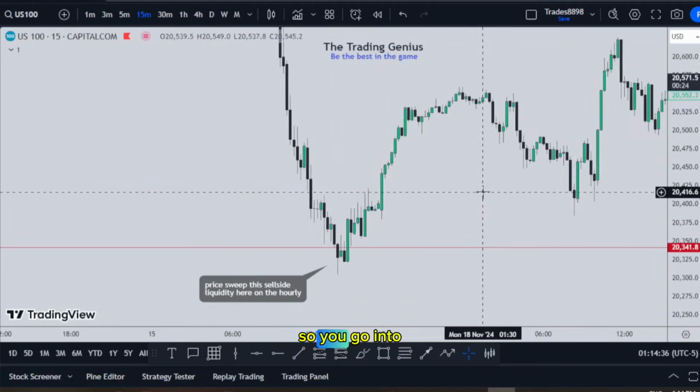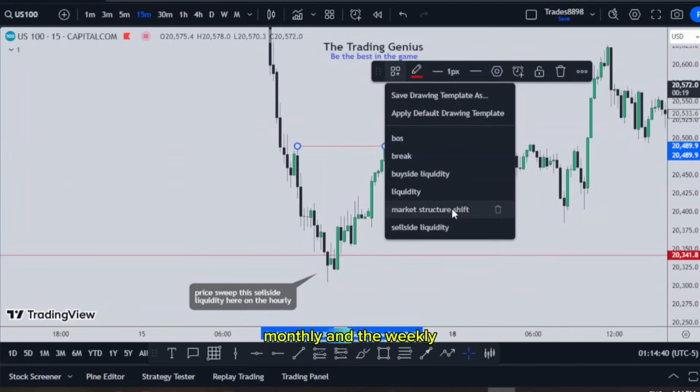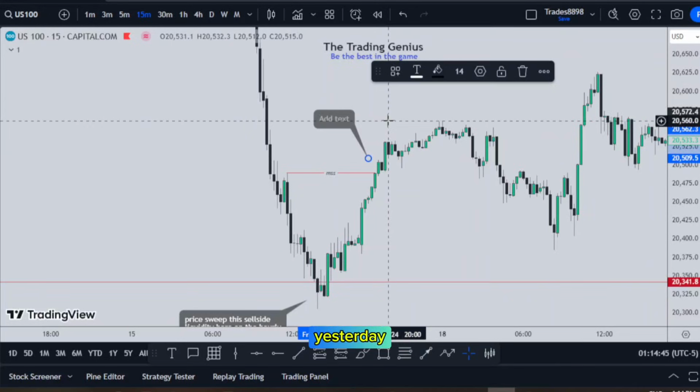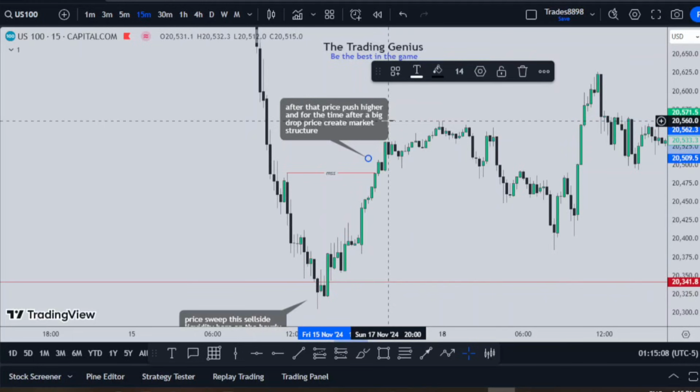So you go into an understanding of the daily candlestick forming by understanding what the monthly and the weekly and the daily charts are indicating. If you had a down close day yesterday, chances are, if everything's still bullish, you're probably going to have an up close day today. That means at 9:30, using the NQ, ES, and Dow futures as a medium to talk about this, what I'd like to see in that situation is an initial small little rally higher to get people in buying long.